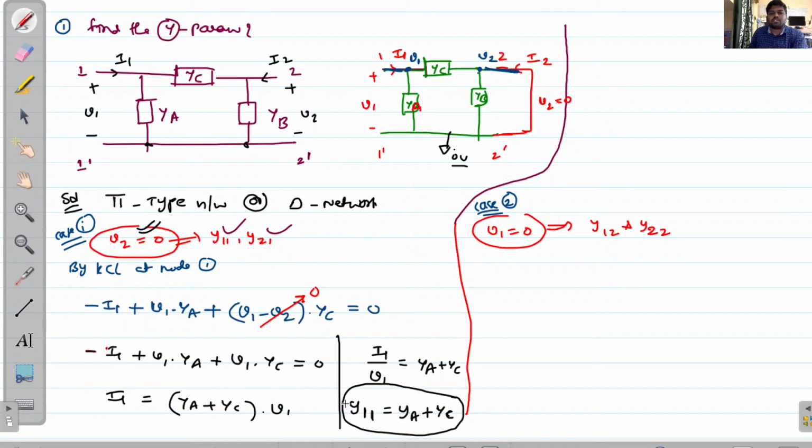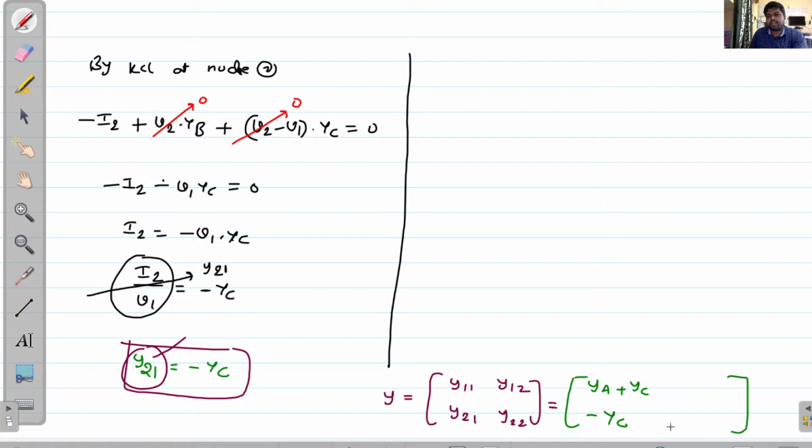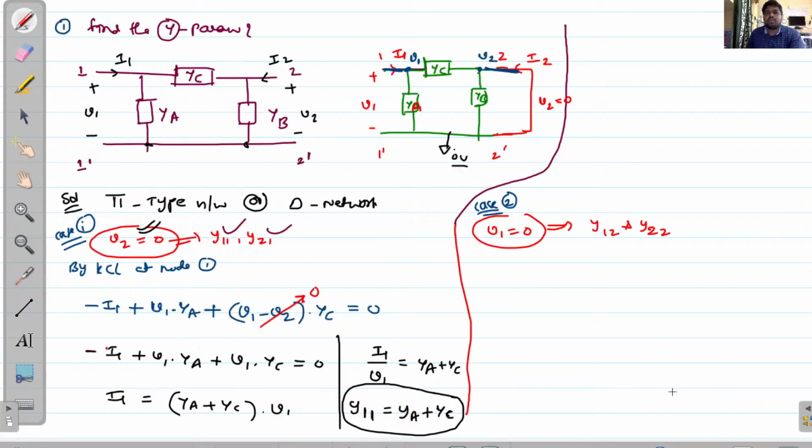So Y11 equals YA plus YC. This is your Y network that equals Y11, Y12, Y21, Y22. So this is your network. According to this, Y11 equals YA plus YC, and Y21 equals minus YC. You need to evaluate the remaining two parameters. Now first you can take case 2. According to case 2, V1 equals 0. Then you can find out Y12 and Y22.